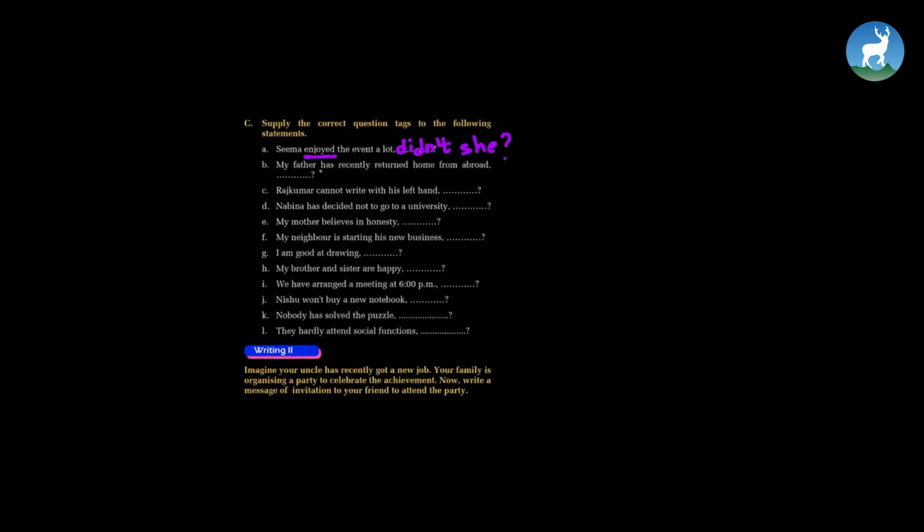My father has recently returned home from abroad. Now, see here. Has plus V third. So, this is in the form of has plus V third. So, in this case, we can use: my father has recently returned home from abroad, hasn't he? We can simply use hasn't he. Rajkumar cannot write with his left hand. Cannot is negative. So, we have to use positive here. Can. Rajkumar is a he.